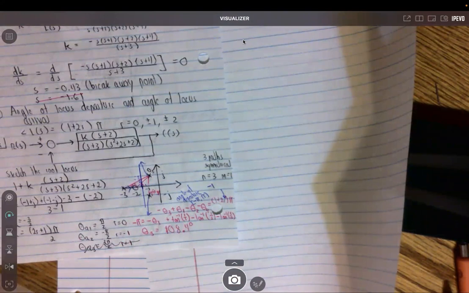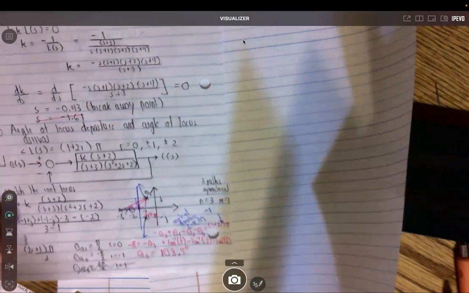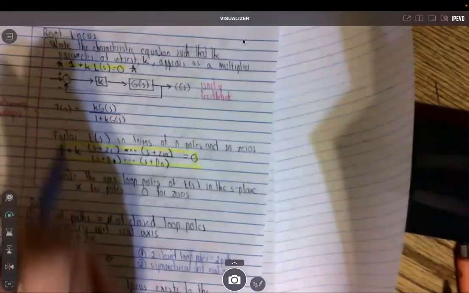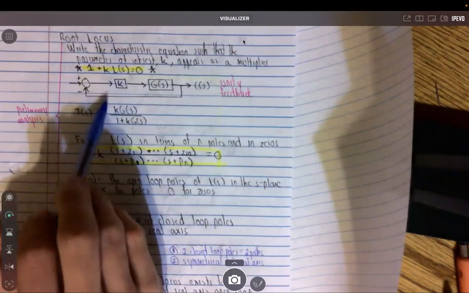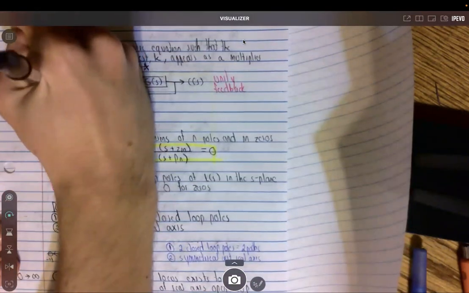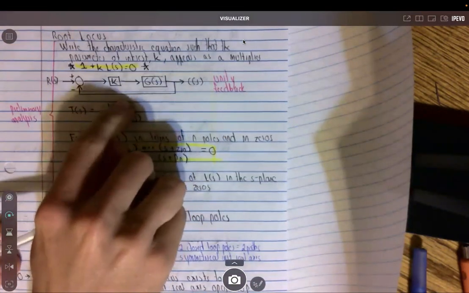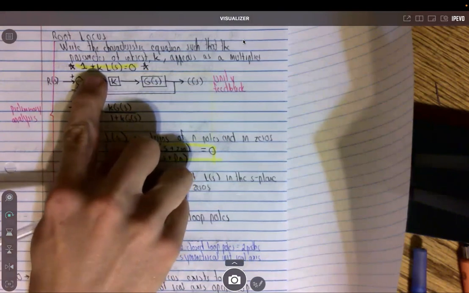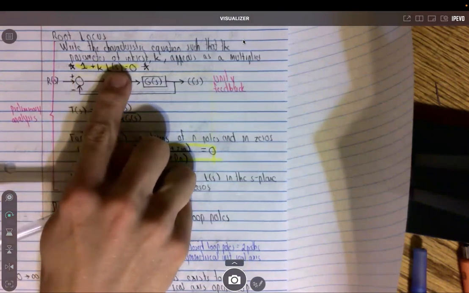Okay, so that's pretty much the whole summation of everything. So let's have a recap of the root locus before we move on. When we're dealing with our root locus, it follows a set of rules that we need to make sure we follow. For the root locus, the first thing is you want to make sure you have a unity feedback system. Within this unity feedback system, you're going to be able to write it in this equation form: 1 plus k L of s is equal to 0.